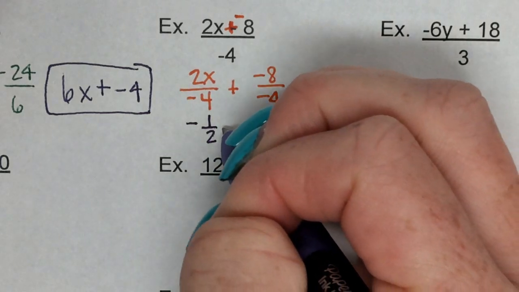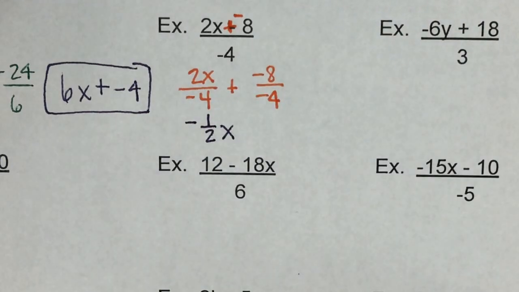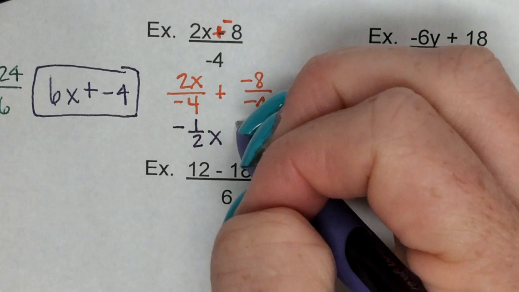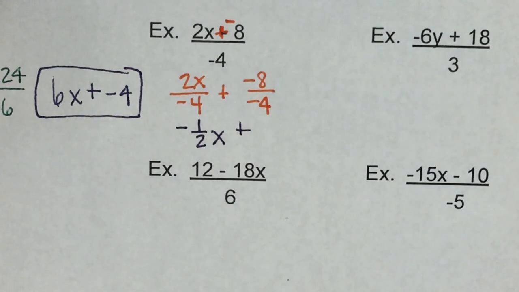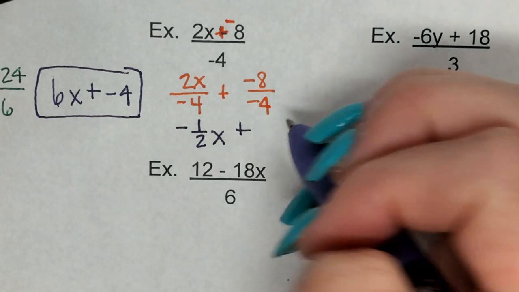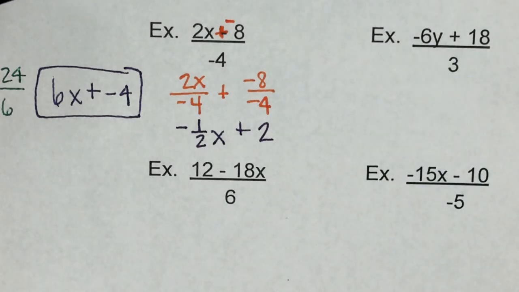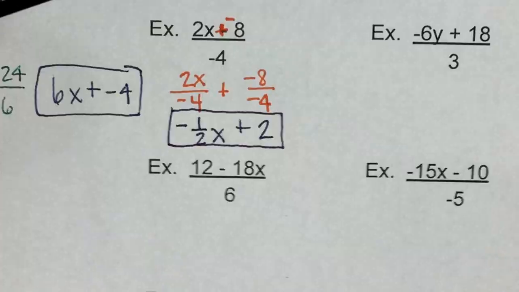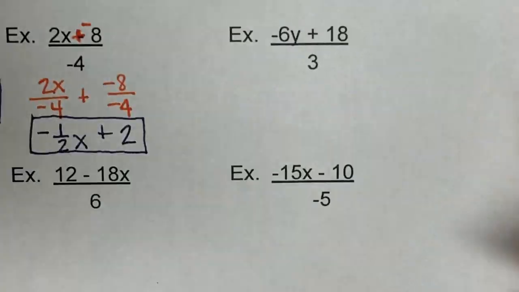Where does the x go? Just next to it. Do not put the x underneath the fraction bar. It just needs to go next to it. Plus, what is negative 8 over negative 4? Positive 2. If you don't know that, use your alpha y equals button, and you're done. Okay, try this next one on your own.